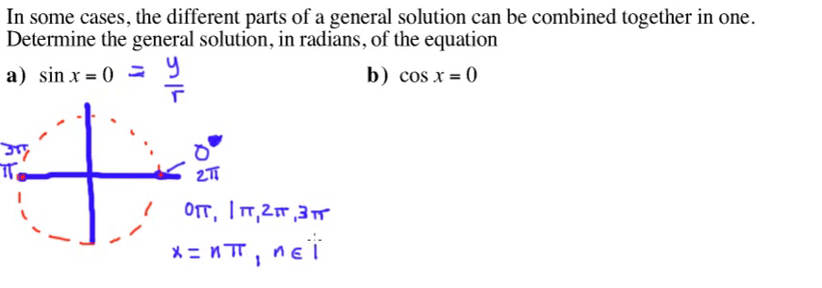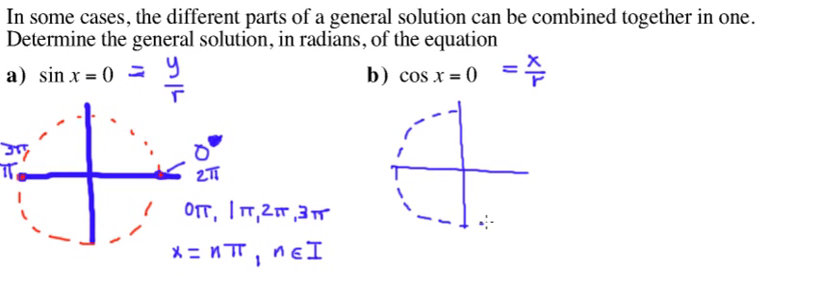If we do this for cosine, we get something pretty similar. You remember cosine is x over r. It's your horizontal position. So if we're looking for places on the unit circle where our horizontal position is 0, that would mean we're either right up here or right down here. Those are the places with 0 x coordinates. And the angles there are, this is pi by 2, and this is 3 pi by 2.